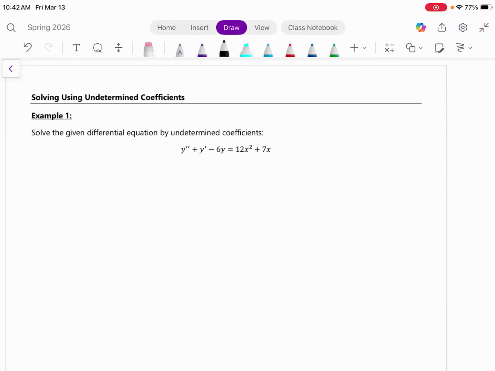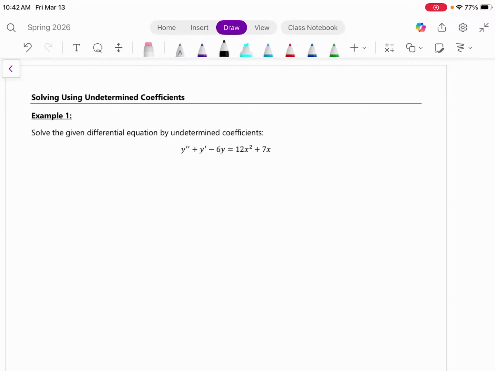All right, hi everybody. Welcome back to this section 4.4 video. In this video, we're going to take a look at our first example of solving a non-homogeneous differential equation by this method of using undetermined coefficients.